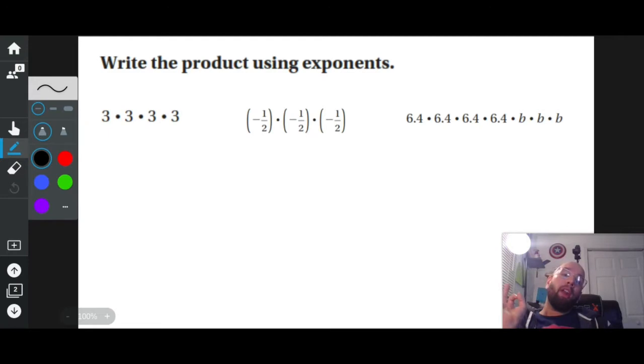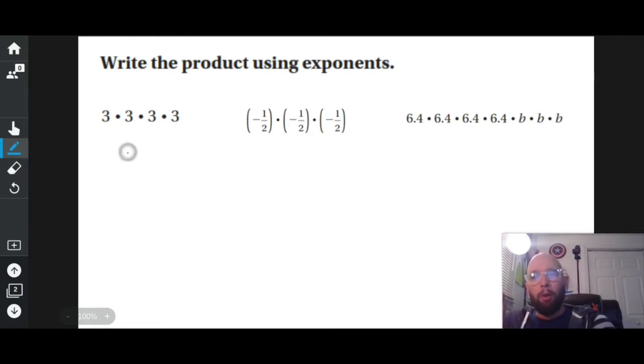The way I write that out as a power is I use the base that's being multiplied over and over and over again, and I put a little 4. And that 4 implies how many times it's being used. 3 times 3 times 3 times 3 is 3 to the 4th.